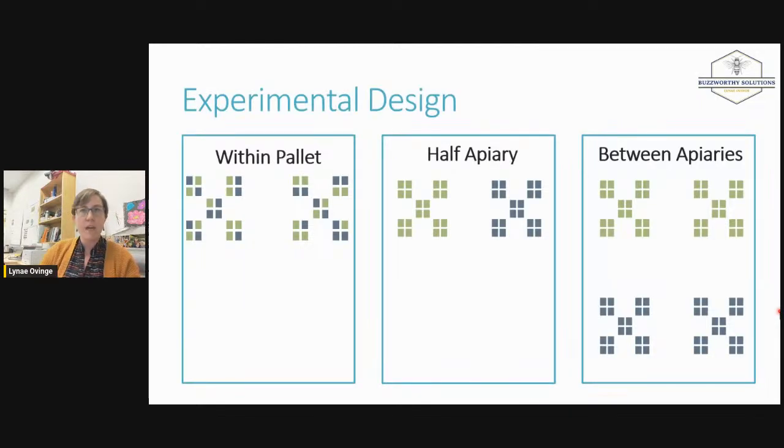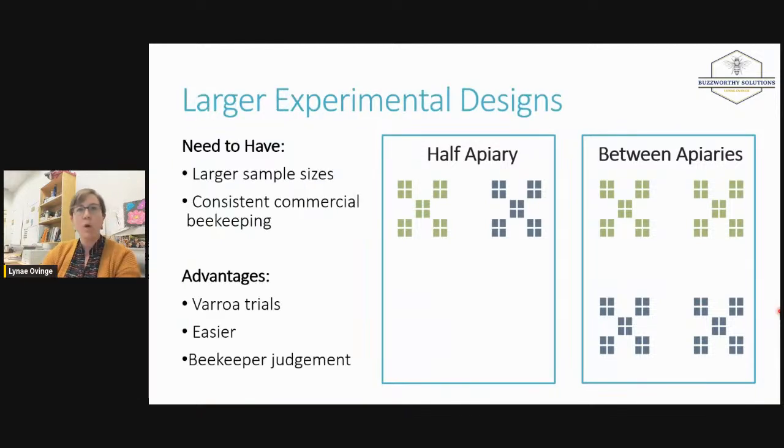So, if those answers are true, I've got some other experimental designs that will work. Again, I want to say there's nothing wrong with the within-pallet, but we have the option to go to these other designs, which one I'll call half-apiary, where we treat one half of an apiary with a treatment, the other half of the apiary with a control, to kind of simplify things commercially. And then also we'll go over the between-apiaries design, where we'll treat one whole apiary and we'll have a whole other apiary as a control.